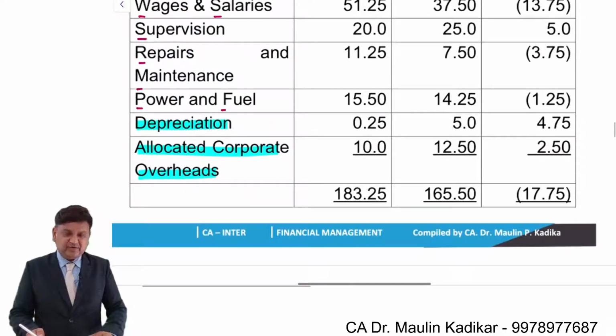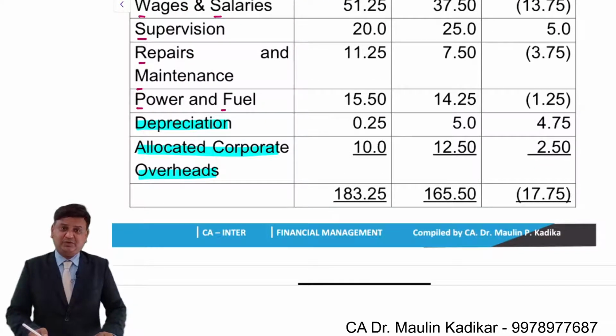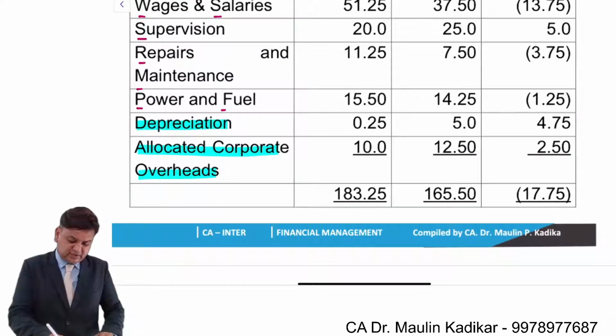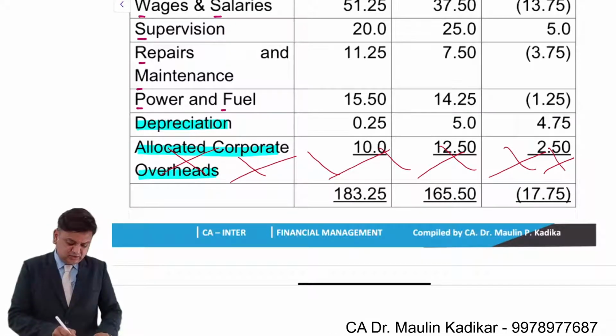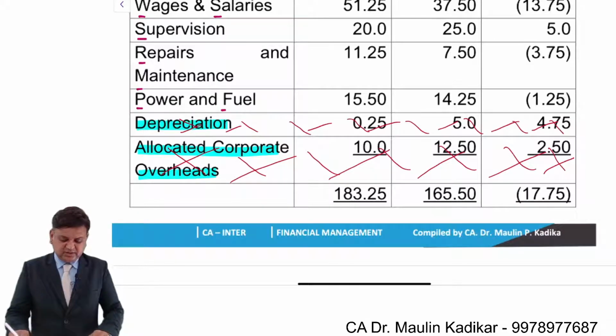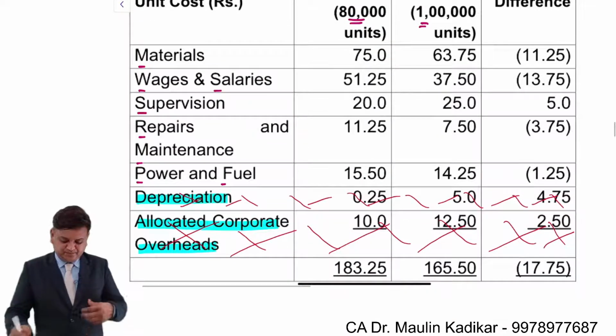We know that any allocation, absorption, charge or recovery of overhead is never supposed to be considered for decision making, because they are not incremental expenses. So this is of course to be ignored. We understand that the depreciation is required to be taken into account only for tax purposes. So unless this is for tax purposes, we will ignore this also.